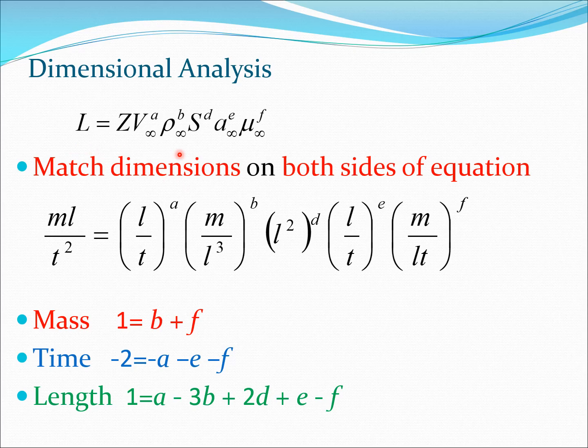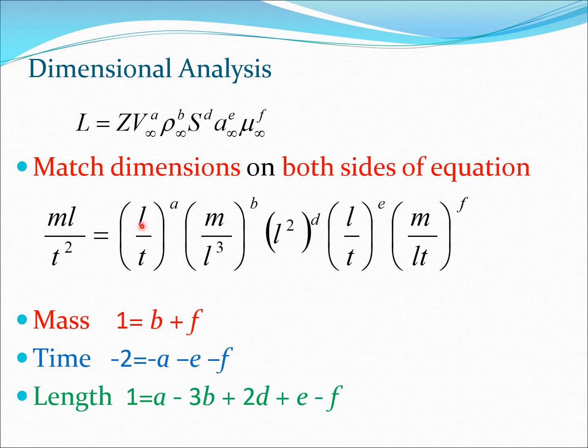Now once we consider this to be our functional relationship, what we are going to do is match the dimensions on both sides of this equation. Remember, the dimensions are expressed in terms of mass, time and length. So let's think in terms of units. For example, lift is a force, so its unit is Newton, or you could write it as mass divided by t squared into L. So this is the dimension of lift.